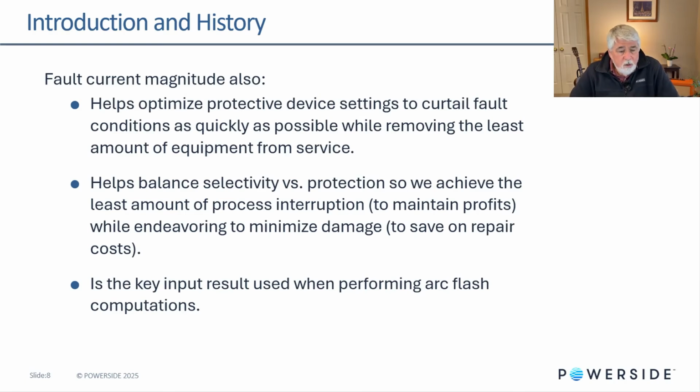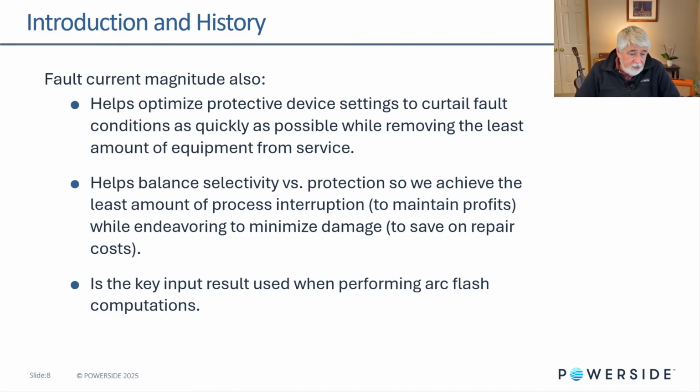That magnitude of fault current also helps optimize protective devices for device settings to help us curtail fault conditions as quickly as possible while removing the least amount of equipment from service as possible. This is a balance. This helps us balance the selectivity versus protection so that we can achieve the least amount of process interruption. That helps us to maintain profits while at the same time endeavoring to minimize damage, which saves on repair costs. So we want to optimize our system as best as possible, and having fault current magnitudes for protection coordination helps us do that.